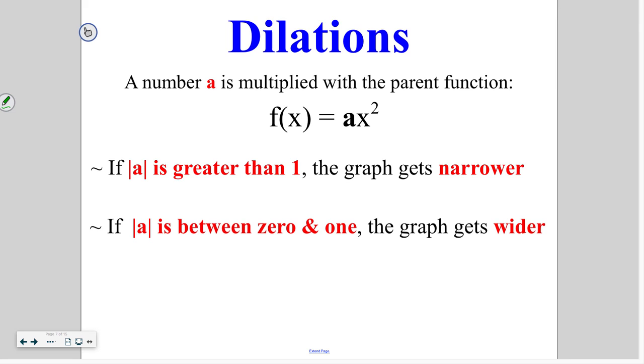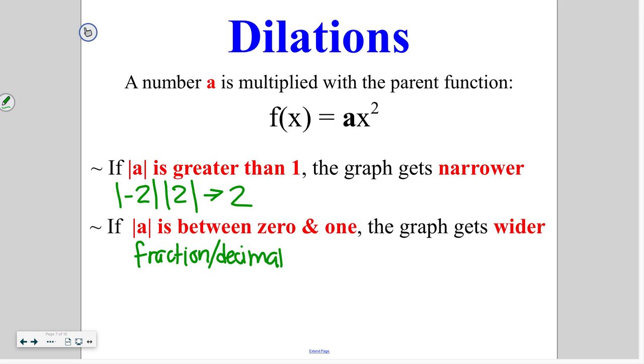The next example is dilation. This happens when there is a number being multiplied with x squared. In order to figure out if it is getting narrower or wider, we're looking at the absolute value of a. So what that means is that -2 or 2 will have the same effect on the graph because we are looking at the absolute value, and both of those have an absolute value of 2. So if that absolute value is greater than 1, then the graph is going to get narrower. So those points are going to get closer together. If the absolute value is between 0 and 1, aka we have a fraction or a decimal that is between 0 and 1, we're going to be getting wider. So that graph is going to be getting pushed down. Those points are going to be farther apart.